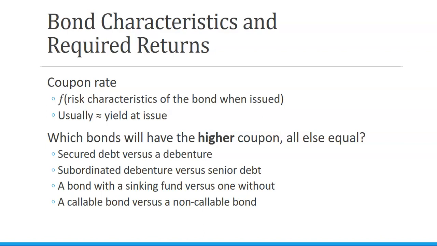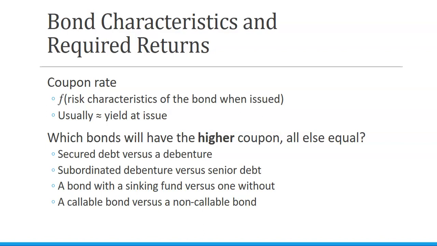Which bonds have higher coupon rates? If everything else is equal, secured debt tends to have a higher coupon rate than unsecured debt, such as a debenture. Subordinated debenture versus a senior debt. So remember, the senior debt is going to have higher priority in payment. And some of this is because of the risk involved in them. If we're taking on more risk, we're going to want a higher rate of return or coupon.